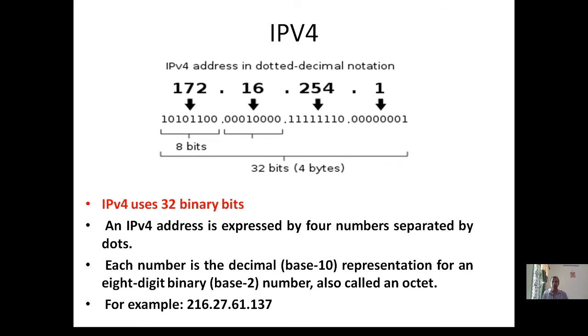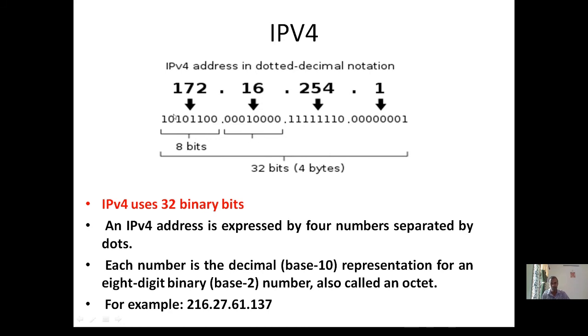Here is an example. This is an IPv4 address. Here the number of bits is 32. This is the total count of zeros and ones, which is 32. That is, IPv4 is 32 bits. This 32 bits is grouped as 8-bit numbers. It is 8 bits, and 8 times 4 is 32 bits.